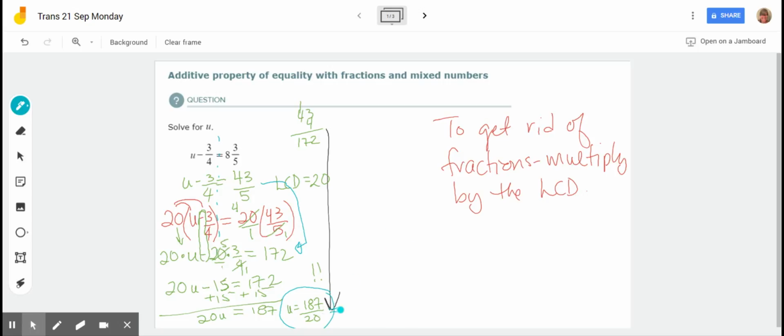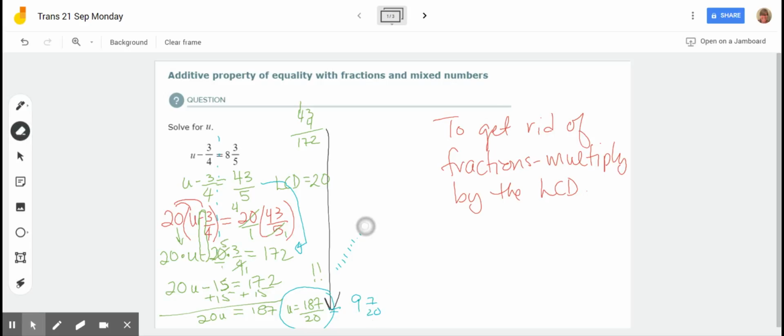By the way, they might want you to put it as a mixed number. If they do that, then count the 20s. 20, 40, 60, 80, 100 goes in. There's 5 20s in 100, 20, 120, 140, 160, 180. So there's 9. And what's left? 7/20. They might ask you to do that.